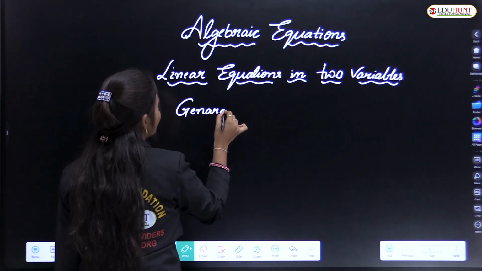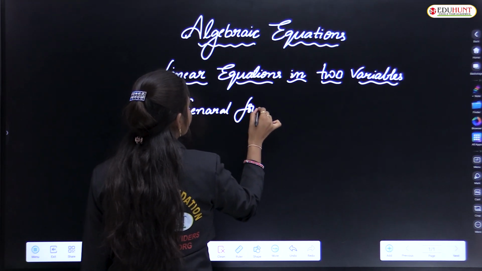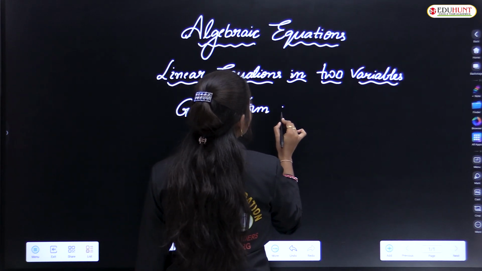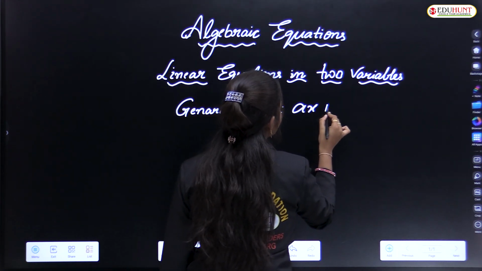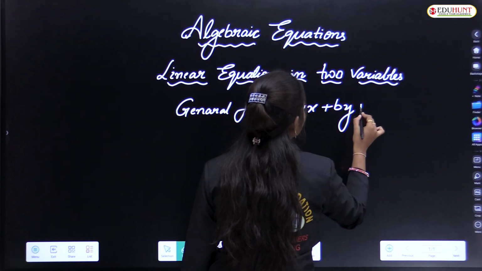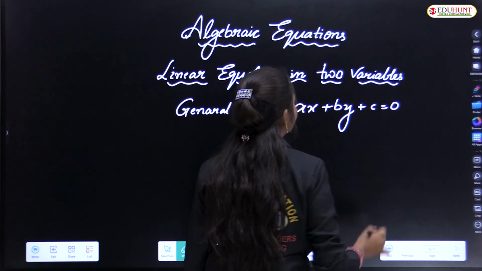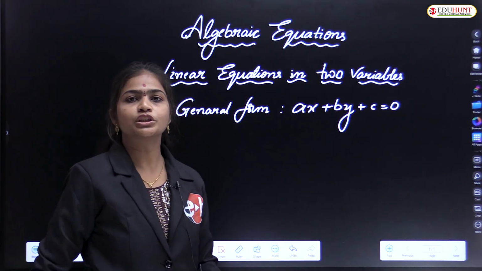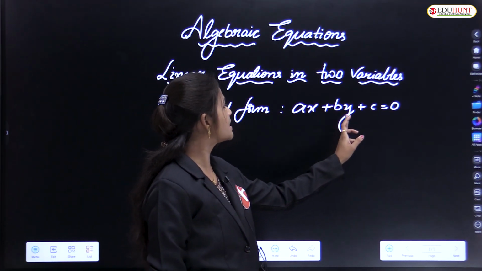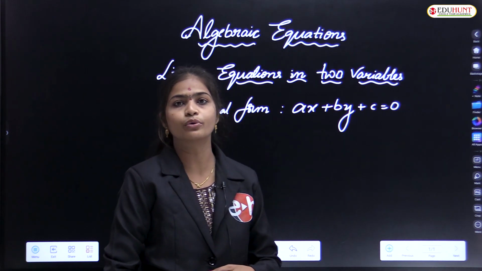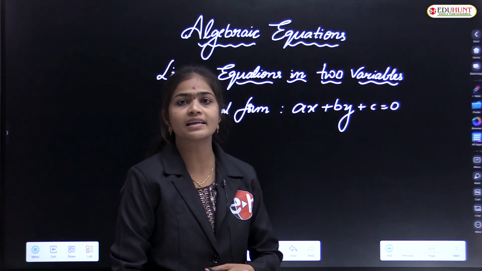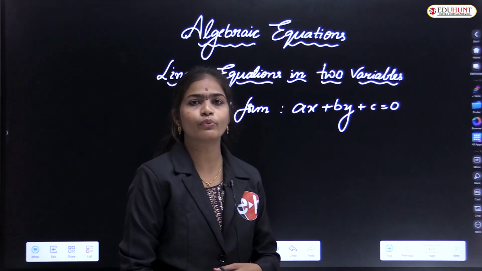Its general form is ax plus by plus c is equal to 0. Okay, here the equation which is in the form of ax plus by plus c is equal to 0, we will call that equation a linear equation in two variables.